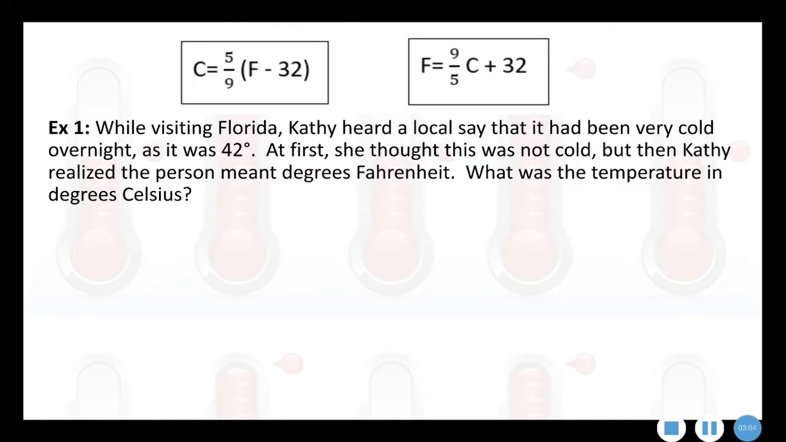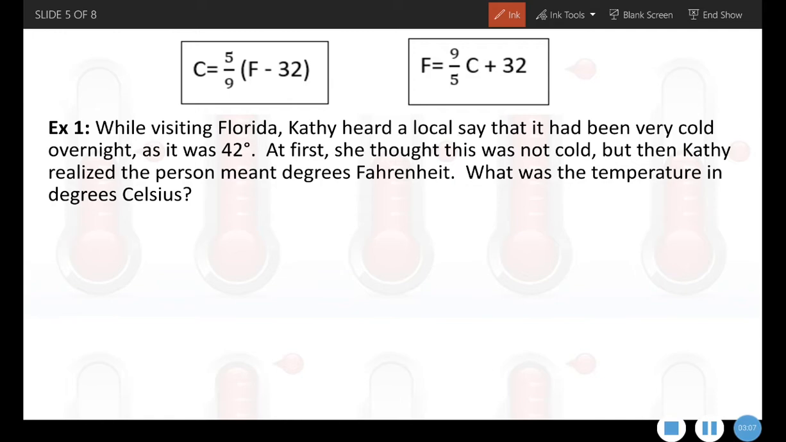I left the formulas on top of the page there for you. So it says, while visiting Florida, Kathy heard a local say that it had been very cold overnight, and it was 42 degrees. At first she thought that wasn't cold, but then Kathy realized the person meant in Fahrenheit. So what is that temperature in degrees Celsius? So we are trying to solve for Celsius. So I'm going to use this formula right here because I am given the degrees in Fahrenheit, 42 degrees.